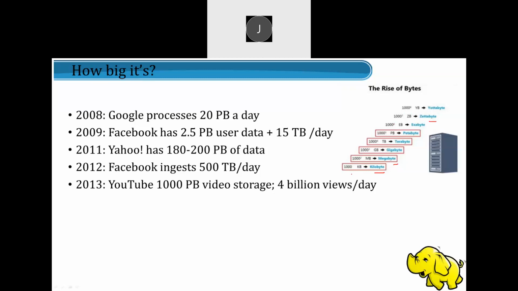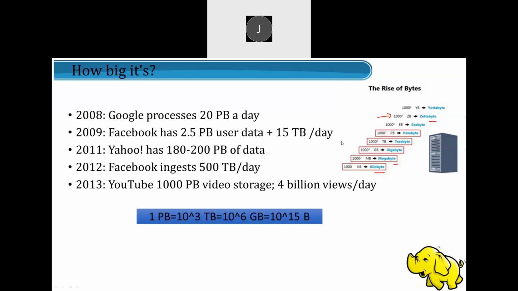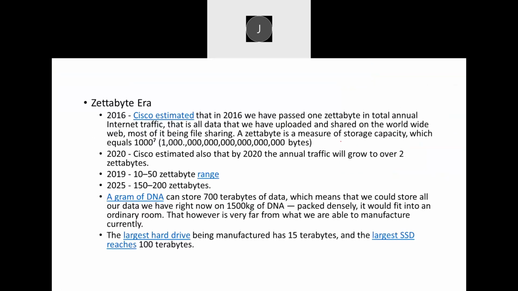How can we represent data in computer language? It is 1,000 kilobytes to a megabyte, and so on. Nowadays data is generated in the form of zettabytes, which is 1,000 to the power 7. That is what a zettabyte is. That's what they have given here, and this is a little more recent information about it.